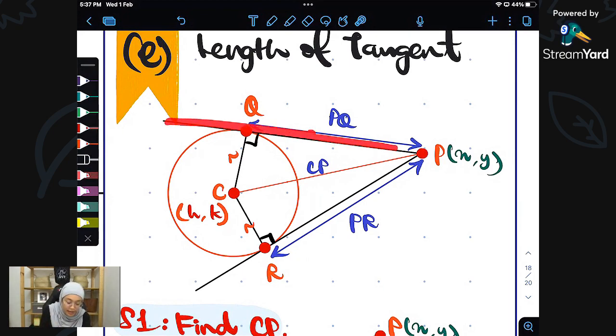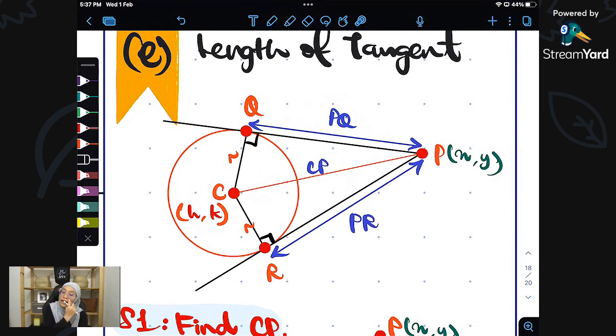This is the tangent, guys. You know the tangent means always touching the circle. Now we are going to find the length of the tangent from a point to the circle. As long as it is touching the circle, it's enough. So it's point P, and the distance is PQ. I label it as PQ.